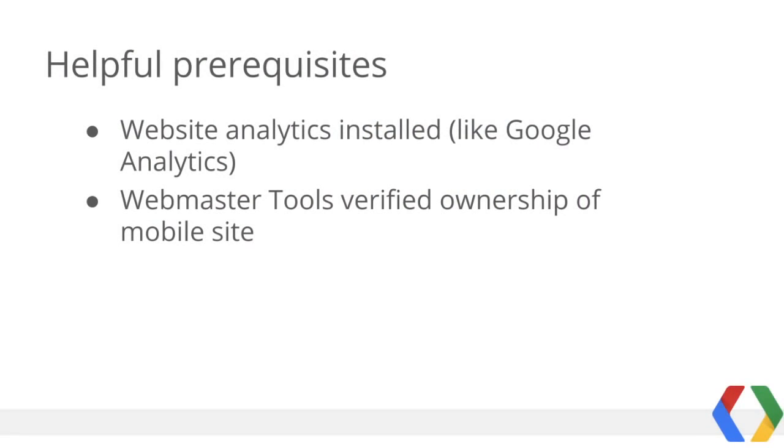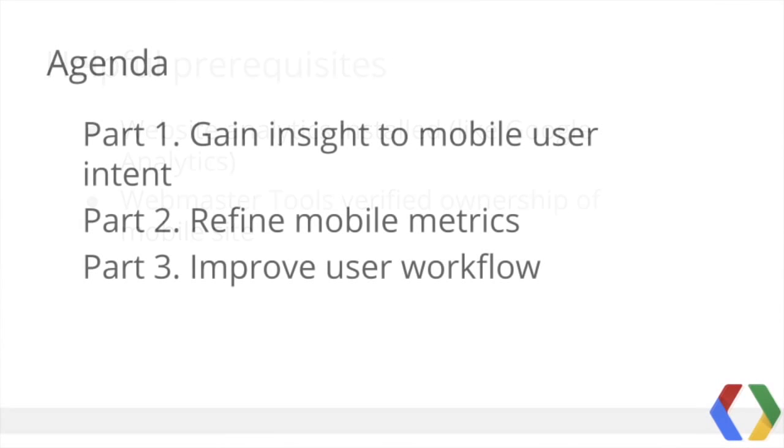Helpful prerequisites for this video include web analytics. I'll be using Google Analytics, as well as Webmaster Tools' verified ownership of your mobile site. If you publish mobile content on a separate URL from desktop, such as on a subdomain, be sure the m.site is verified. To optimize mobile task completion, we first need to gain insight to mobile user intent.